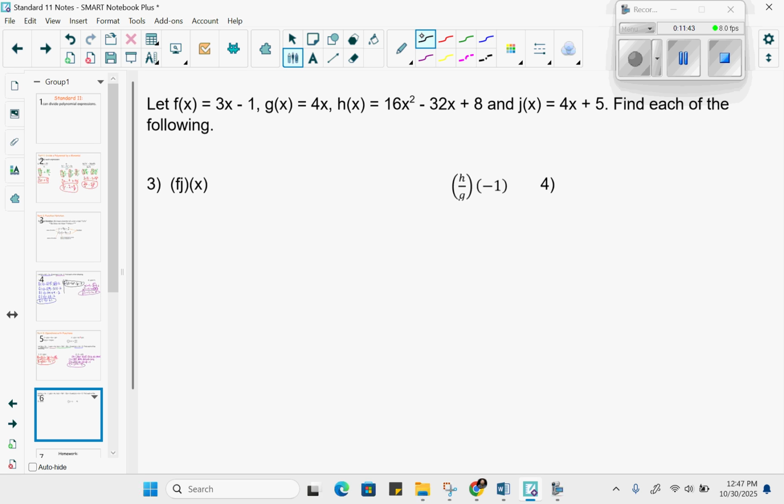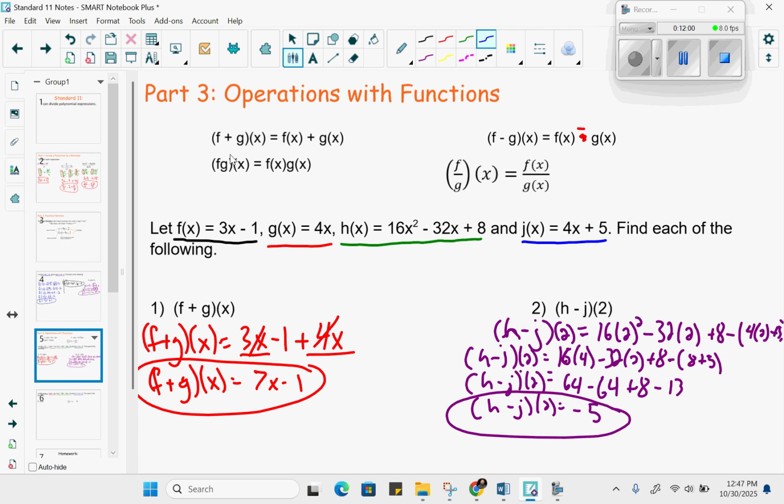So same setup. We have f of x is 3x minus 1. g of x is 4x. h of x is this long one here. j of x is this one right here. All right? So question 3, f times j of x. Well, it's exactly like it sounds like the other ones. We can go back. If we had f times g of x in our example, we're going to do f of x times g of x.